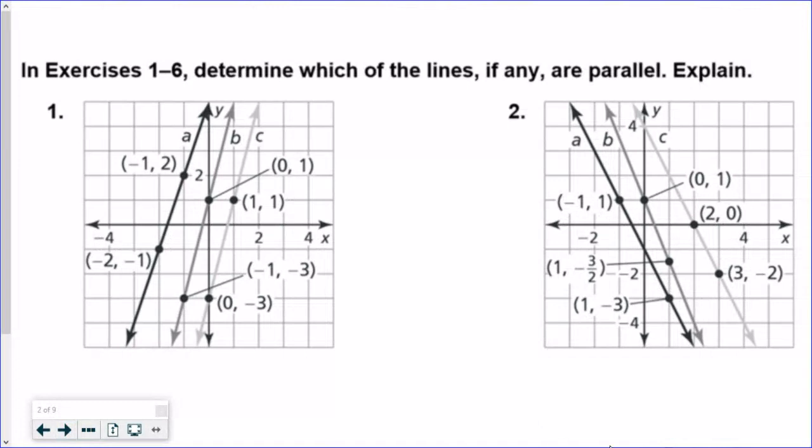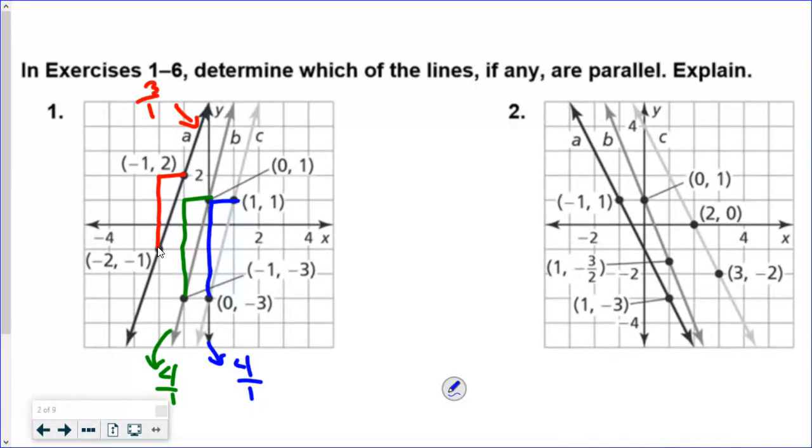Okay, so when we determine if lines are parallel or perpendicular, we only look at slopes. So all we've got to do is count. 1, 2, 3, 1. So line A has a slope of 3/1. Line B is 1, 2, 3, 4, 1, so line B is 4/1. And line C is 1, 2, 3, 4, 1, so line C has a slope of 4/1.